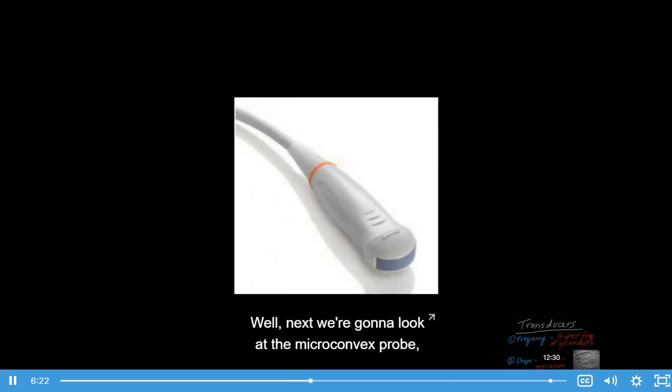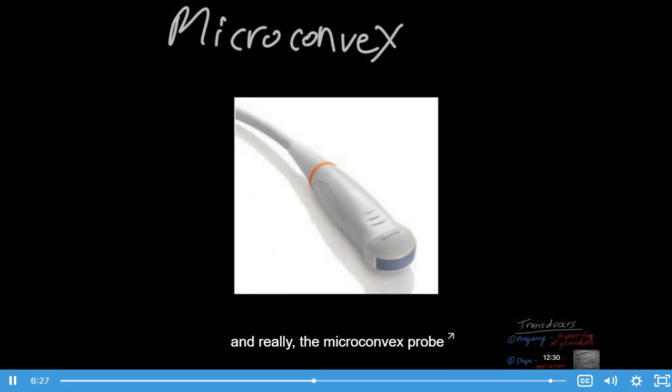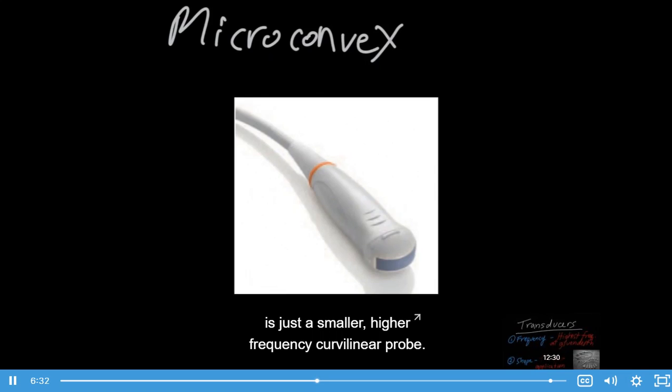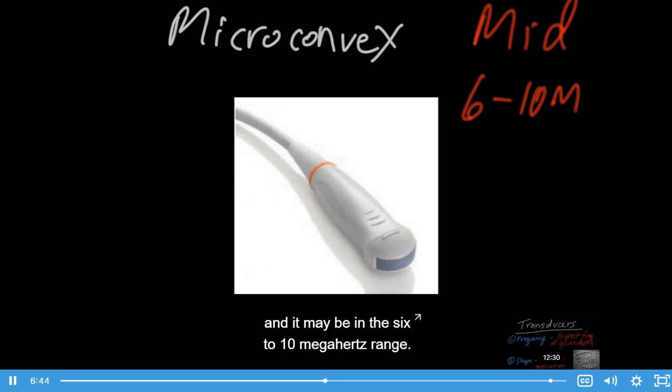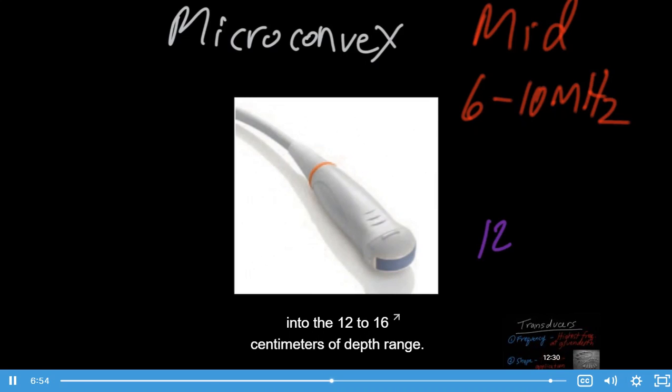Well, next we're going to look at the microconvex probe. And really, the microconvex probe is just a smaller, higher frequency curvilinear probe. So this is typically a mid-range frequency probe, but can get into the higher frequency ranges and the lower frequency ranges. And it may be in the 6 to 10 megahertz range. So therefore, this has a good balance of penetration and resolution, and usually will go somewhere into the 12 to 16 centimeters of depth range.